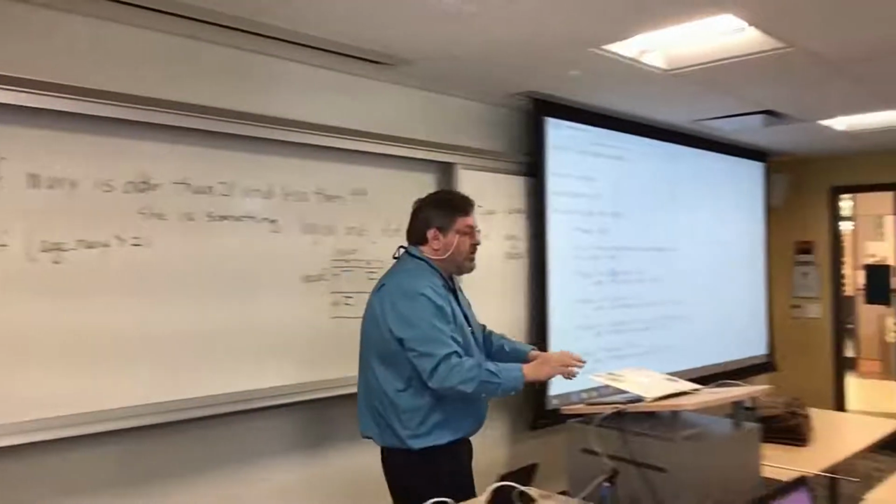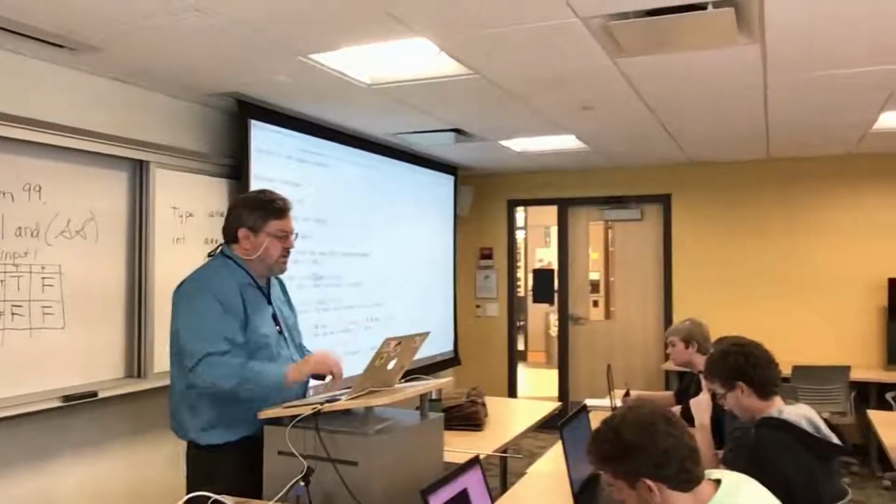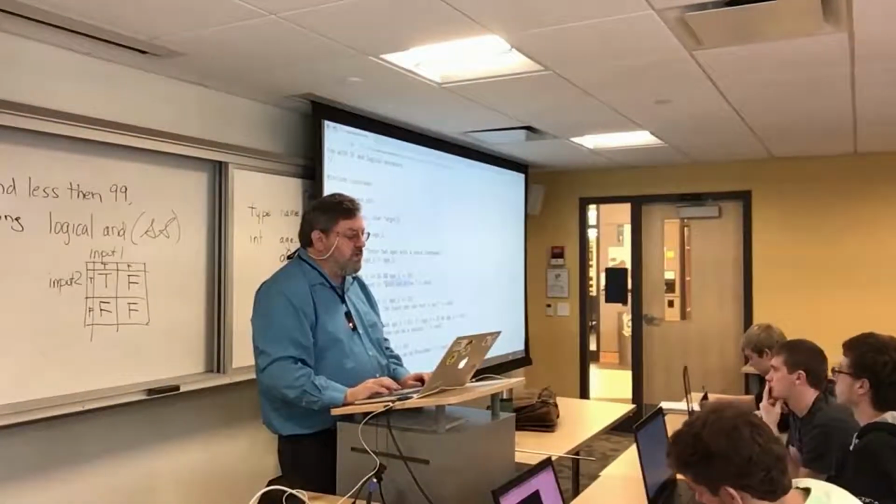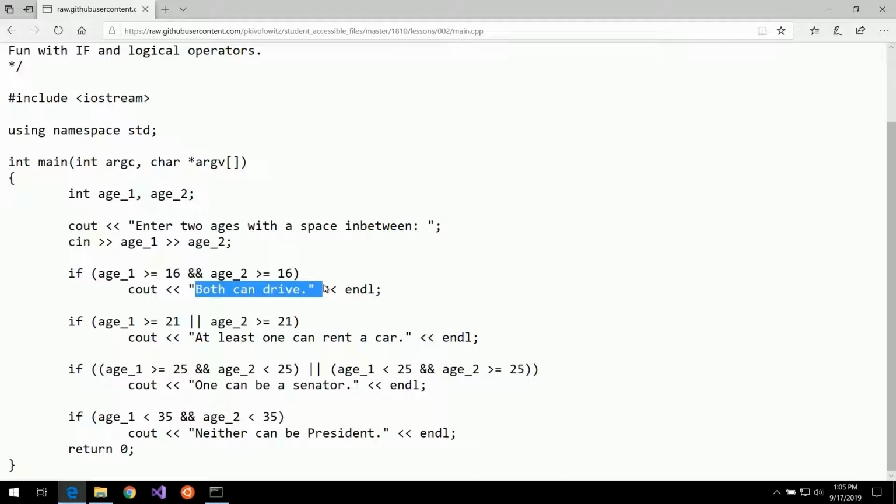So in this code, both can drive will only be printed if age 1 and age 2 are both greater than or equal to 16. Okay?